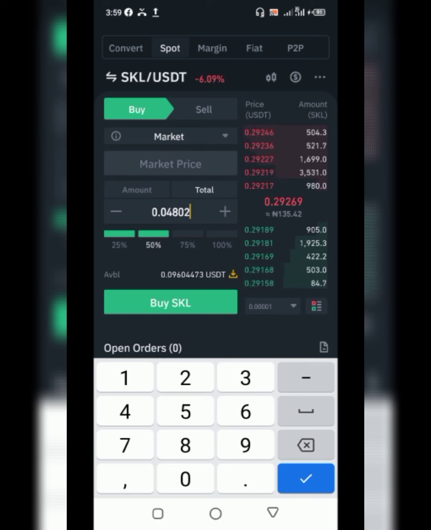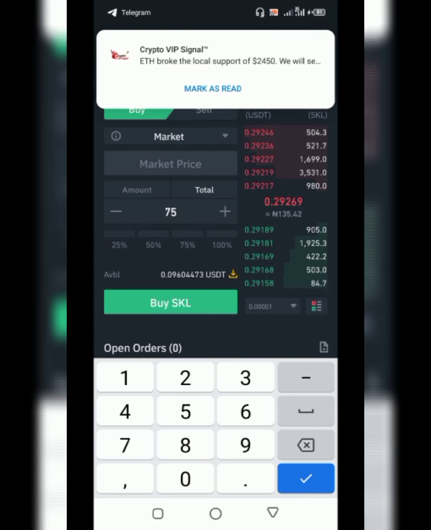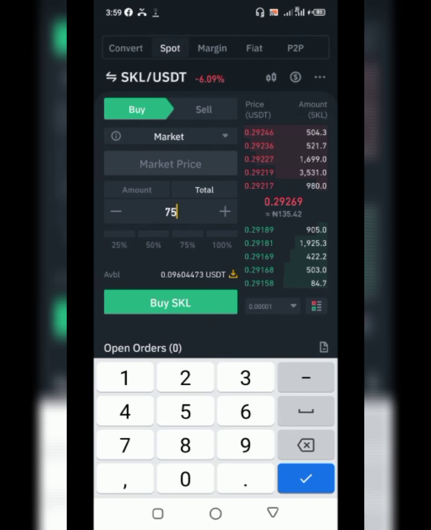And if I'm being forced to select 25% or 50%, I won't get the actual value. That is why they have to place this thing there. You're supposed to have the right to enter your own intended amount of USDT. That is when you click total, you put 75. 75 doesn't fall under 25%, it doesn't fall under 50%, if you are talking about 200 USDT. So they give you the right to input your own value.